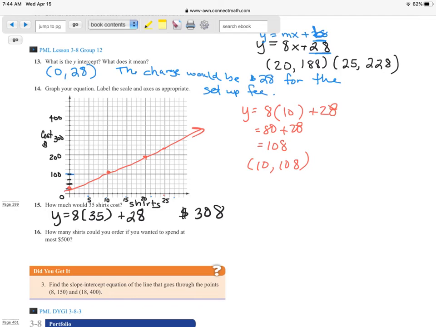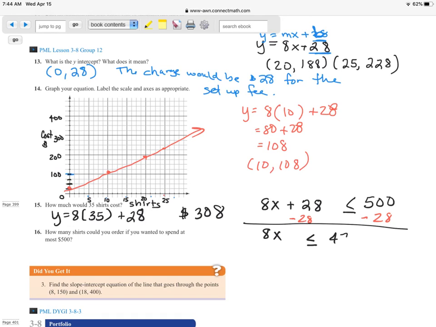And then they ask us how many shirts would you order if you wanted to spend at most $500. So we don't want to spend any more than $500. So here's our inequality. So let's subtract 28 from both sides. So we have 8x is less than or equal to 472. Divide both sides by 8. I get x is less than or equal to 59. So you could order at most 59 shirts.